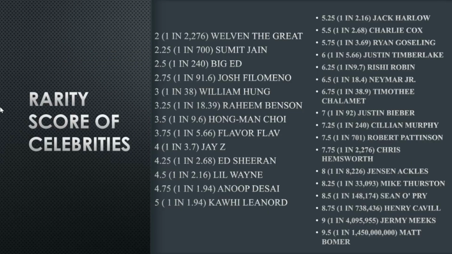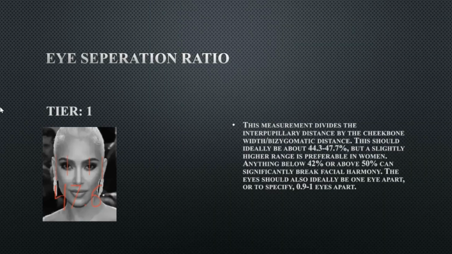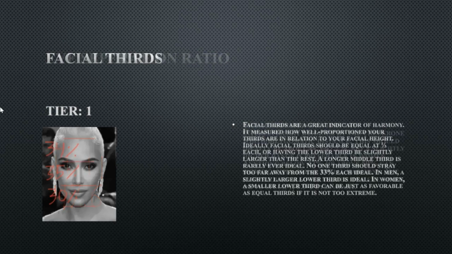Now, this is the rarity scores of other celebrities, so you can compare. All right, let's start off with the eye separation ratio. It goes from the distance between the pupils versus the distance between her cheekbones, and it is at 47.6%, and that is a wide set. Her pupils are wide set relative to her cheekbones, but it's still within the ideal range, so that's perfect for a female.